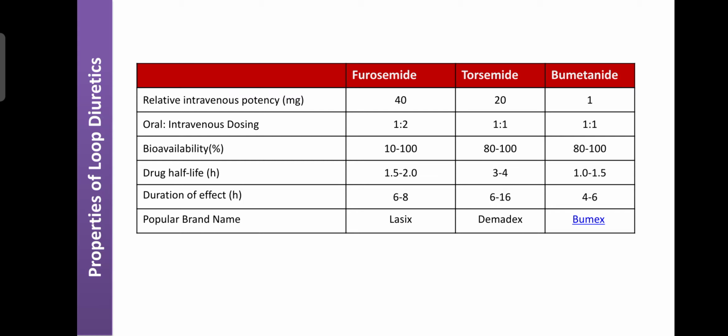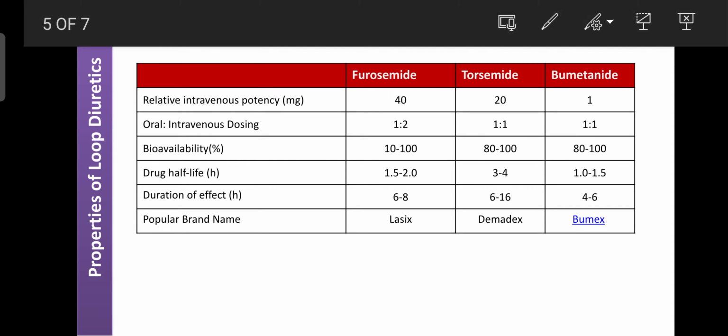Regarding dose, the intravenous dose of furosemide is 40 mg and torsemide is 20 mg, while bumetanide requires only 1 mg if administered through IV means. They are responsible for the loss of excess body fluids along with the electrolytes. Then the oral to intravenous dosing ratio, that is 1:2.